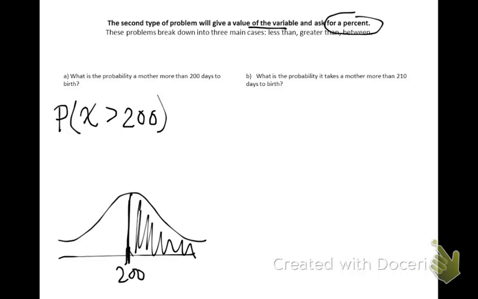The mean breaks your data set in half. There will be exactly 50% above the mean, and there will be 50% below the mean. This is the property of symmetry. Your normal curve is symmetric about its mean. The upper half and lower half are mirror images. So just from observation, we can tell that this is 50%.